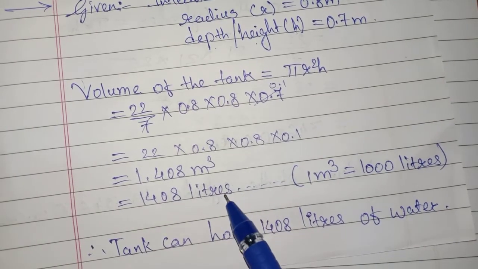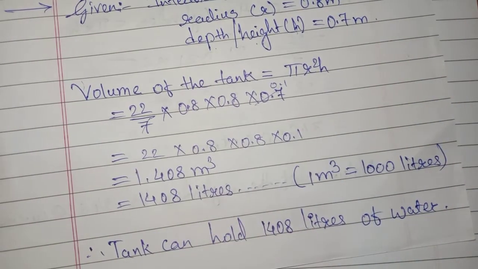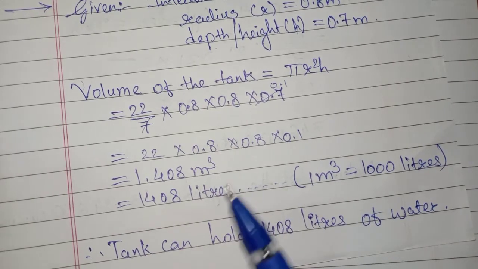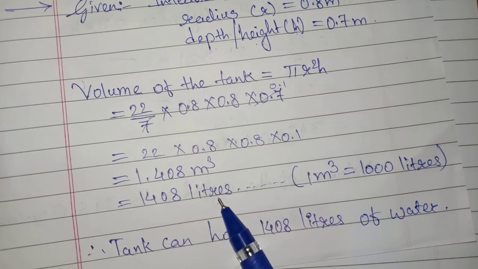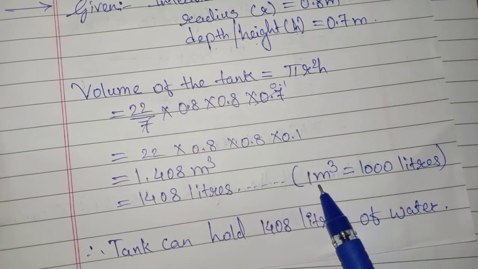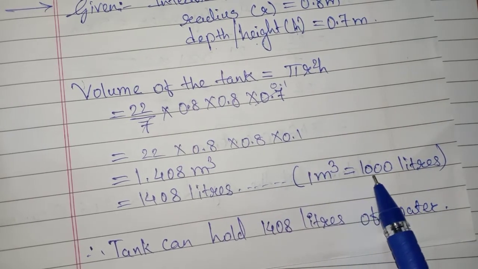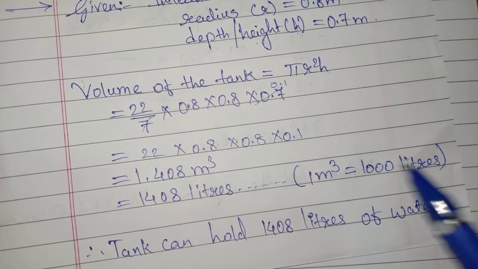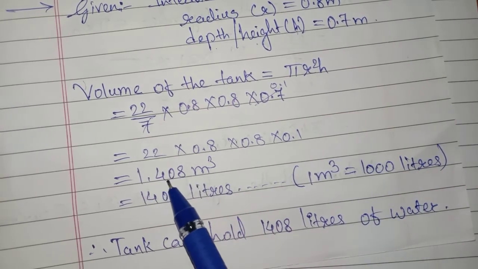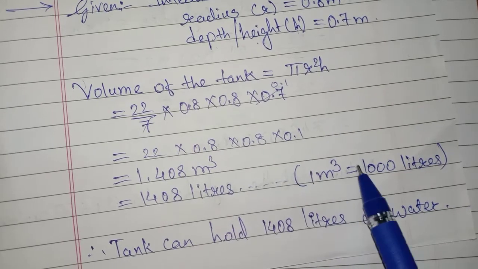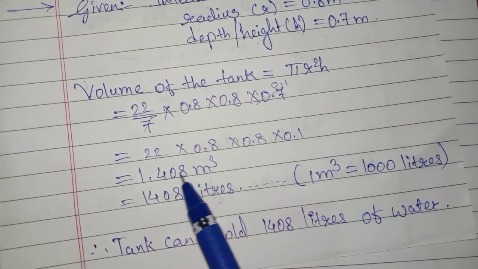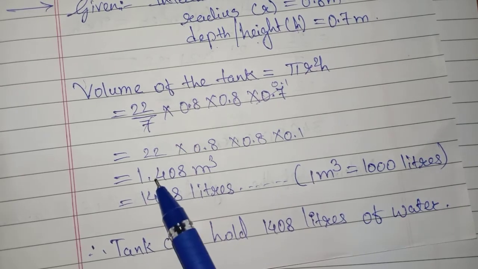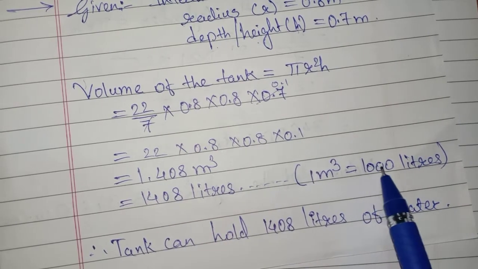much water it can hold, which you have to write with the unit liters. So 1 meter cube is how much? 1000 liters. So you will multiply this 1.408 by 1000. Then because of these 3 zeros, the decimal point will go. It will get cancelled with these 3 zeros.